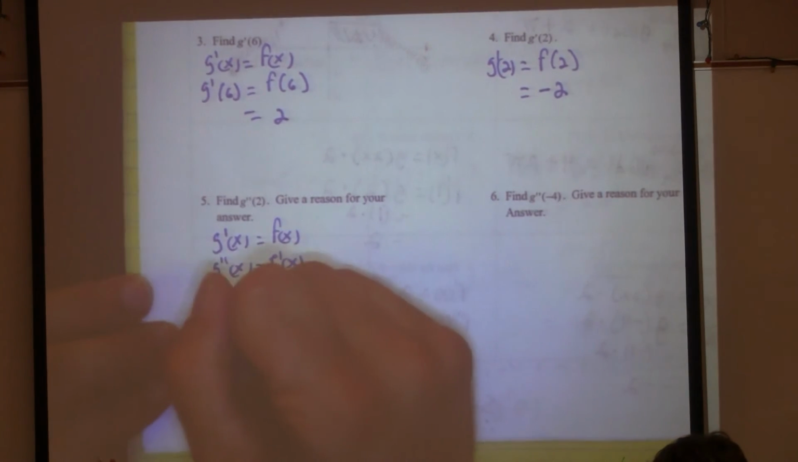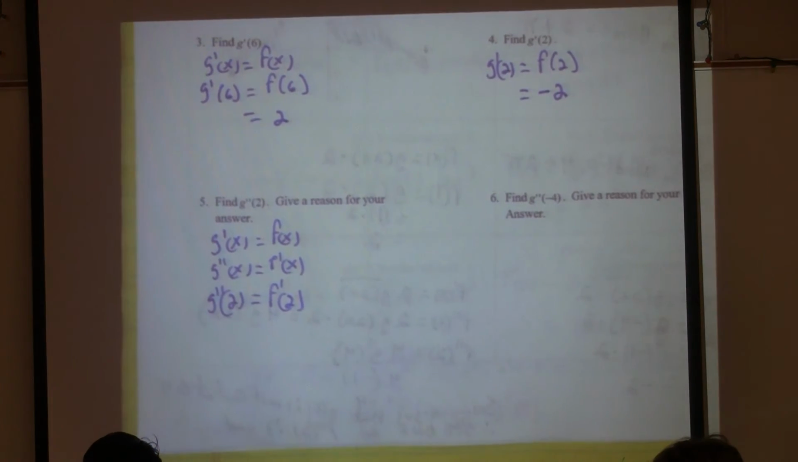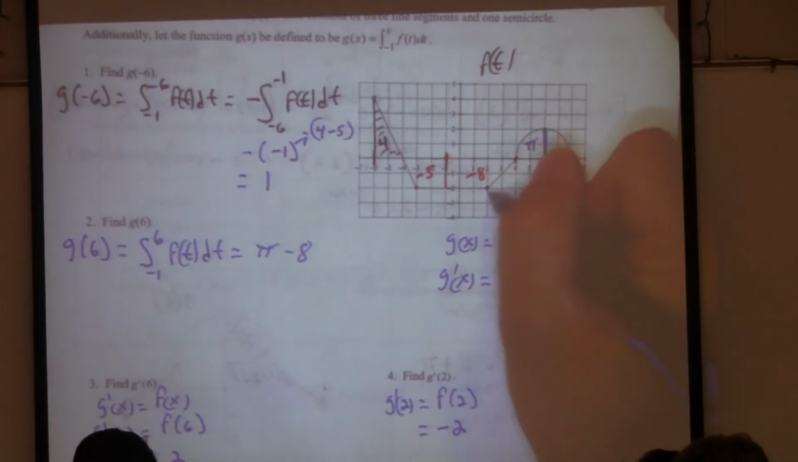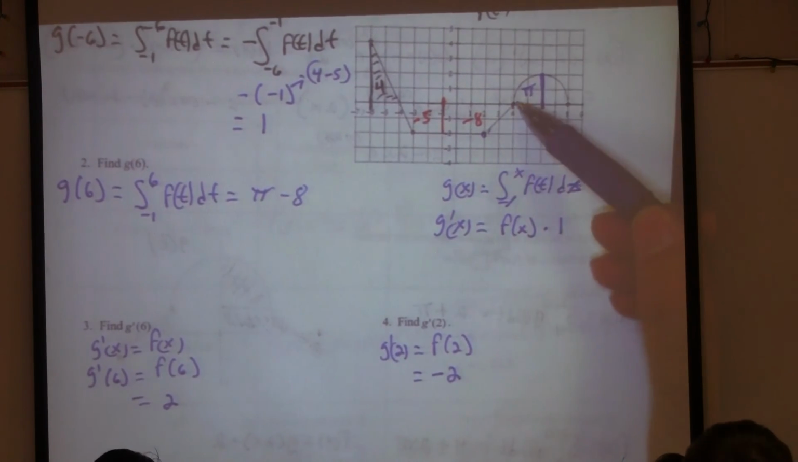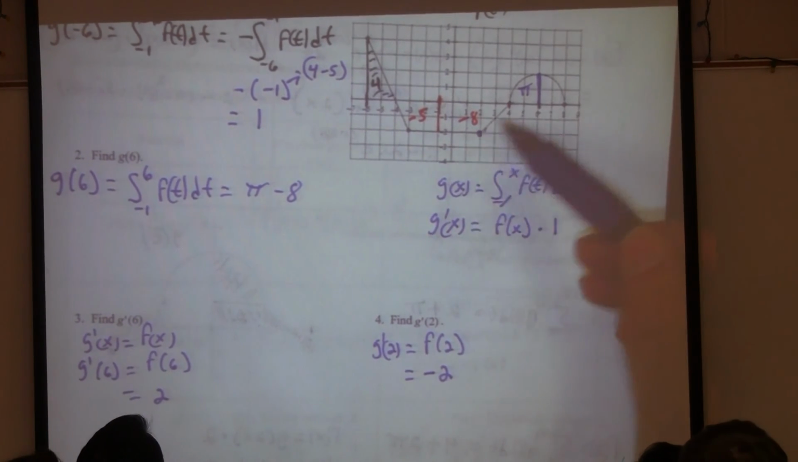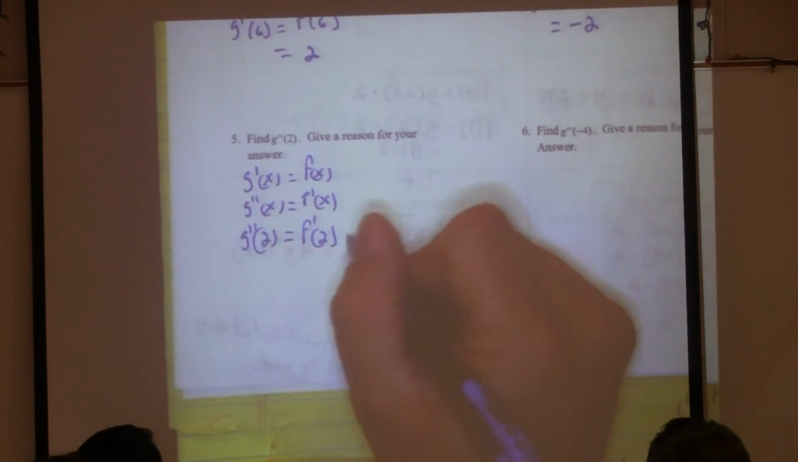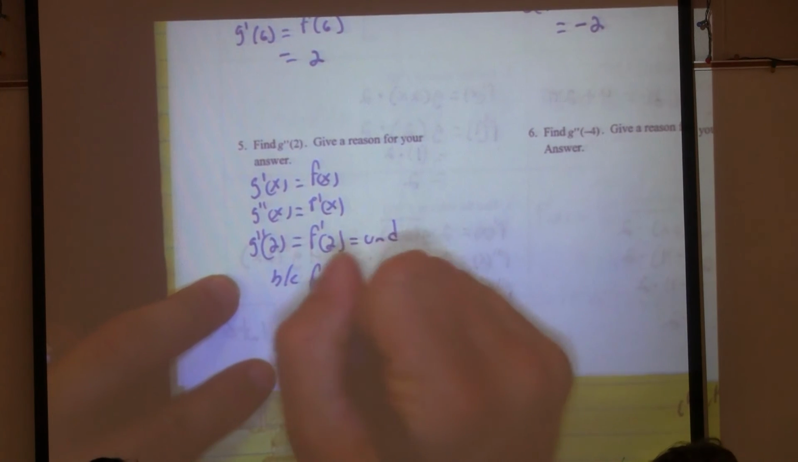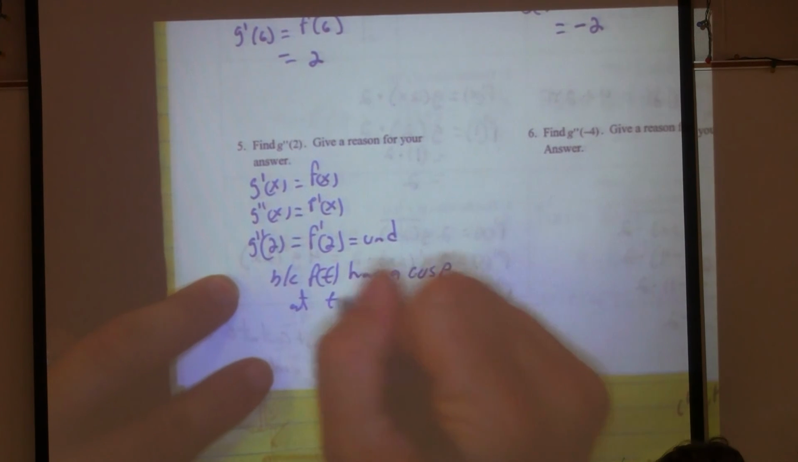So if I want g double prime of 2, that would be like me looking for f prime of 2. So the slope of the tangent line at 2 on the graph of f. So if I go to 2, and I try to draw a tangent line there, which slope would it be? Would it be this positive one or this 0? You can't decide, right? Because there's such a quick change. Okay, so what would it be there? Undefined. Okay, now we have to provide a reason for our answer, so what would be the reason? Because f of t has a cusp at t equals what?